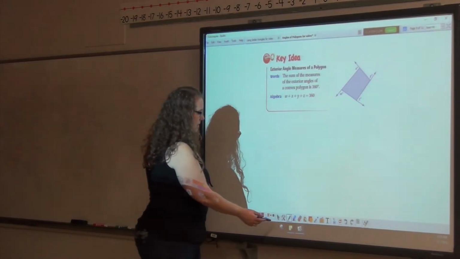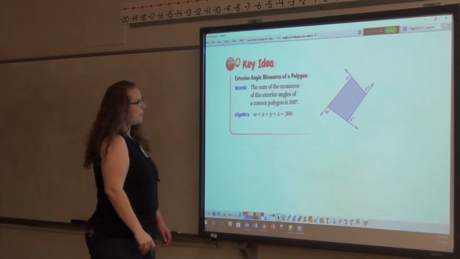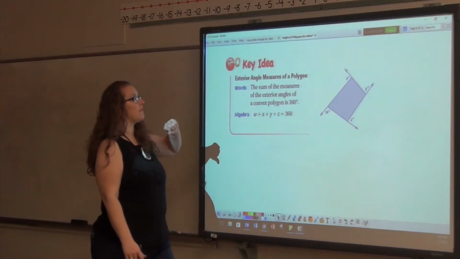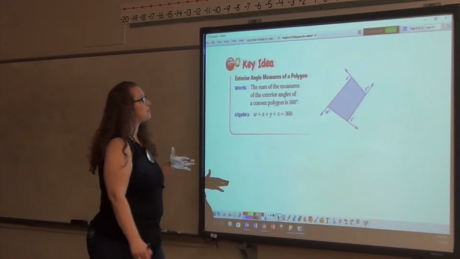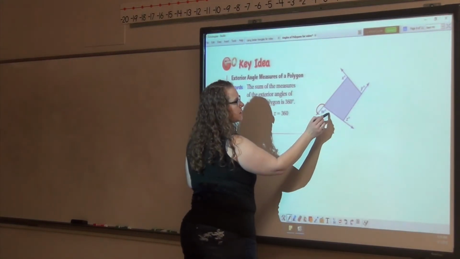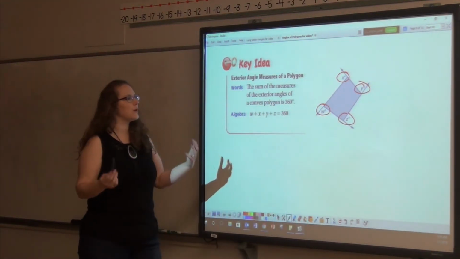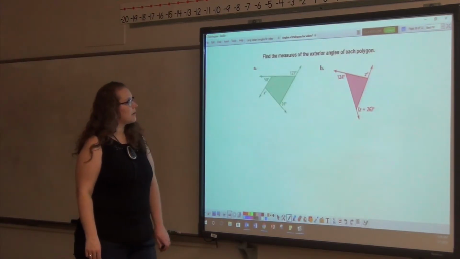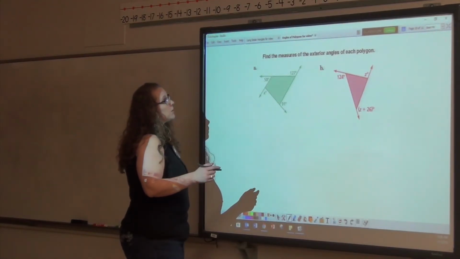All right, the exterior angle measures of a polygon. The sum of the measures of the exterior angles of a convex polygon is 360 degrees every single time. All right, so this one plus this one plus this one plus this one. You already know this is a quadrilateral, so you already knew that this is going to equal 360 degrees. All right, but this is true for every polygon. So you can solve these.